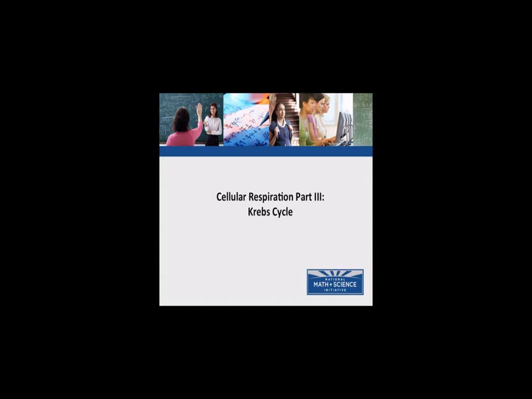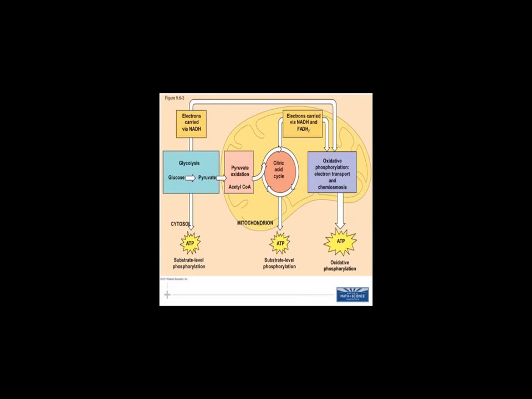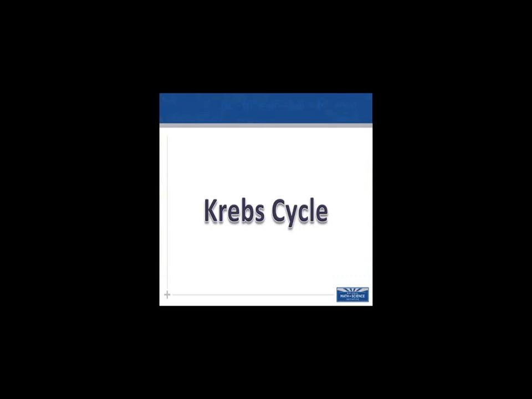Here we are today with the third part of cellular respiration, the Krebs cycle. This diagram should begin to feel familiar to you. I'm hoping that you recognize some of the topics that we've already talked about. Today we're moving into the citric acid cycle. You can see it right in the center of the screen in the middle of the area of the mitochondria. And it's also called the Krebs cycle.